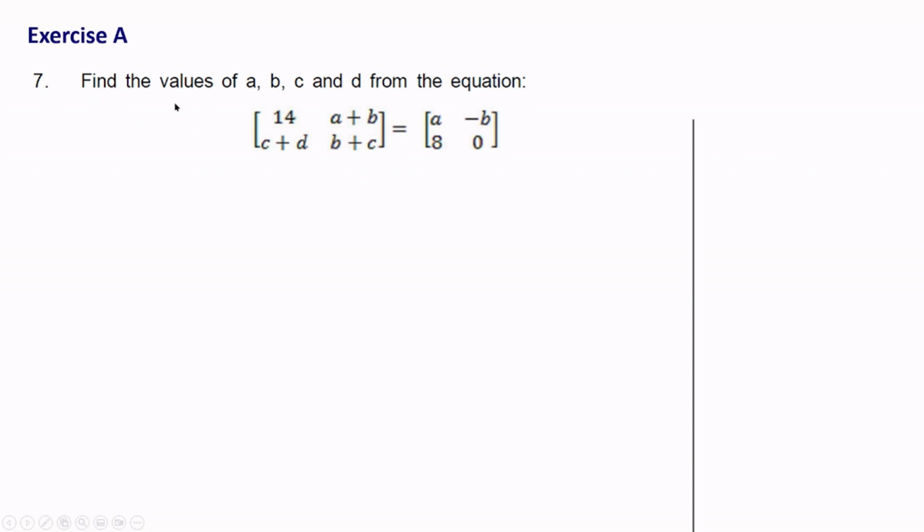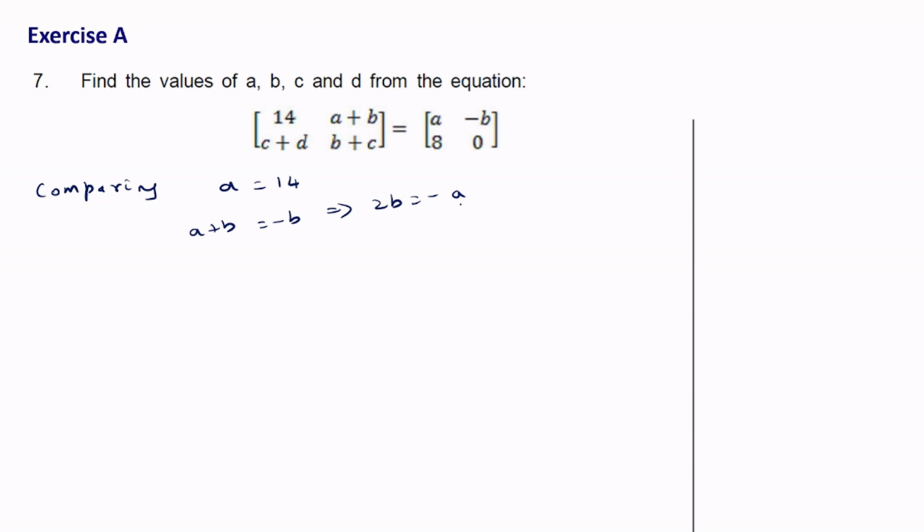Next question, find the values of a, b, c and d from the equation. So here we have these two matrices equal. So we can compare each of these elements, and we can find the values of a, b, c and d. Comparing. So here we can see that a equal to 14. Then a plus b equal to minus b implies 2b equal to minus a.